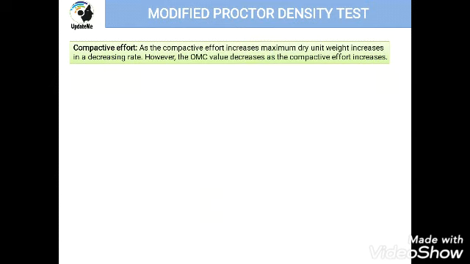Compacting effort, second one. As the compacting effort increases, maximum dry unit weight increases at a decreasing rate. However, the OMC value decreases as the compacting effort increases.